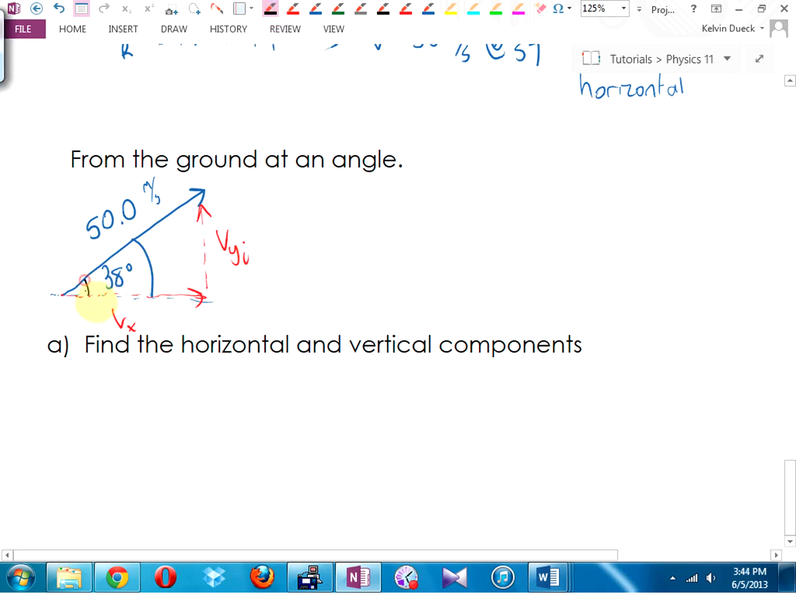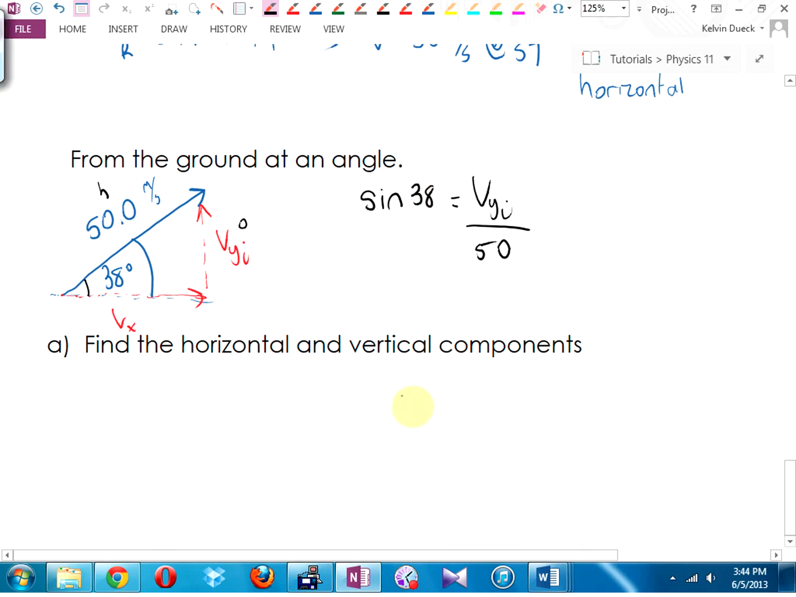Based on this angle here, Vy initial, opposite, adjacent or hypotenuse? Opposite. How about the 50? Hypotenuse. Which trig function? Sine. We end up with sine, 50 sine 38. I've done that three times in a row now on that question.